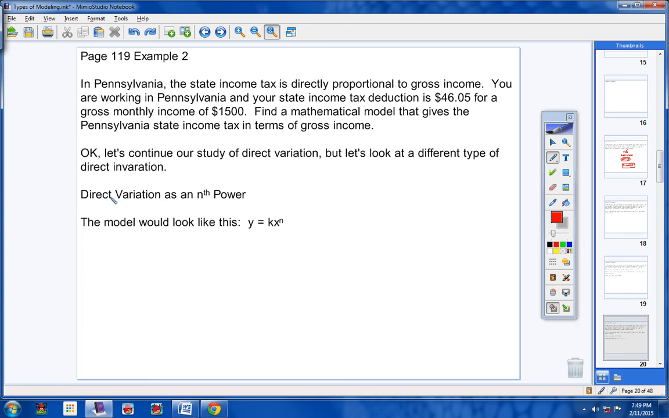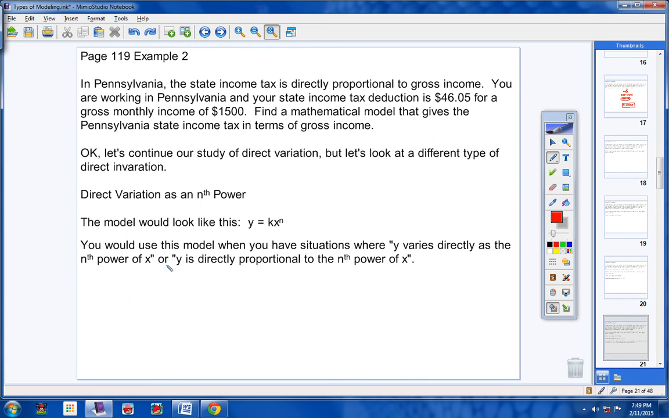Now, how do you know when you have this type of variation? Let me give you the phrases you would look for. You would use this model when y varies directly as the nth power of x. It might say y varies directly as the square of x or the cube of x. Or it might say y is directly proportional to the nth power of x. You would know to use this model because you have direct variation, but you're dealing with a power.